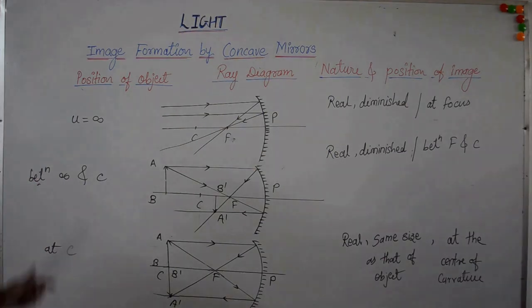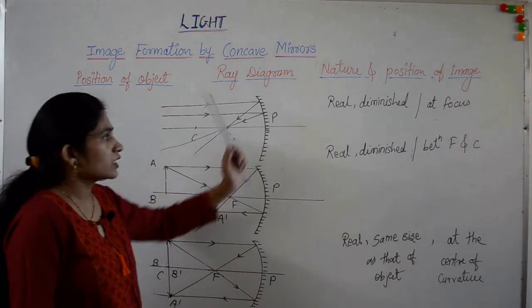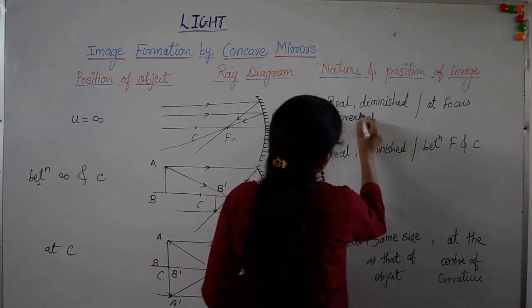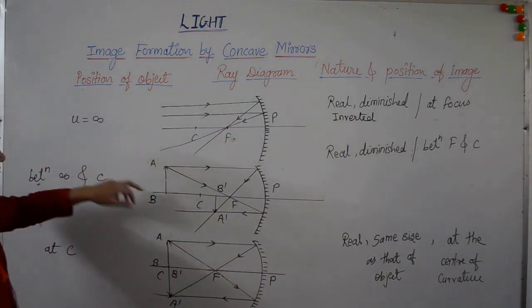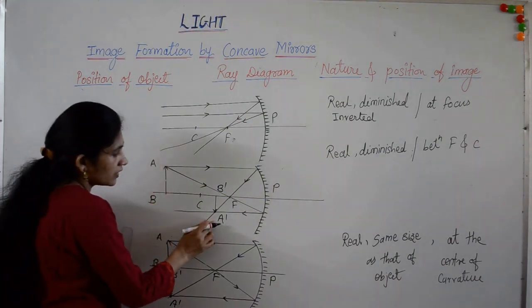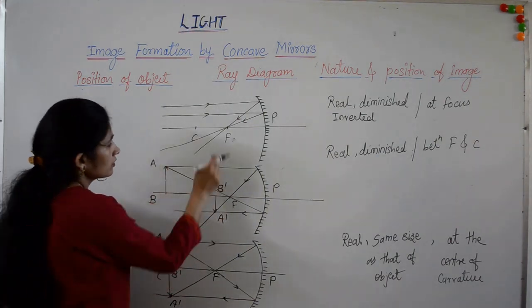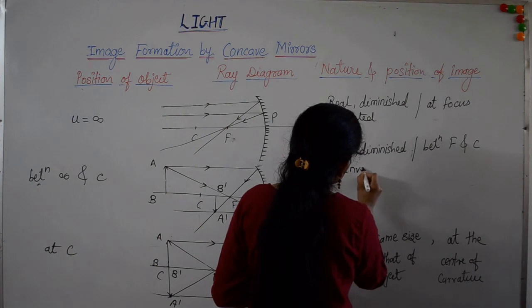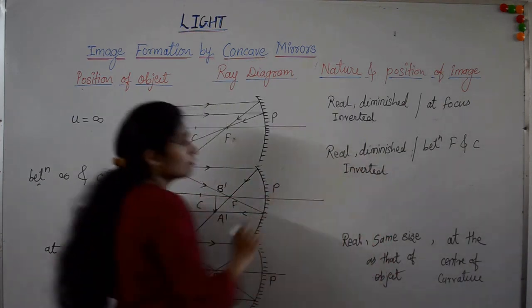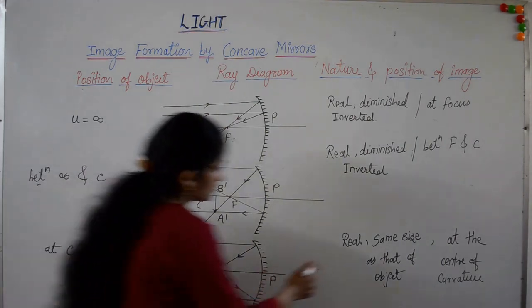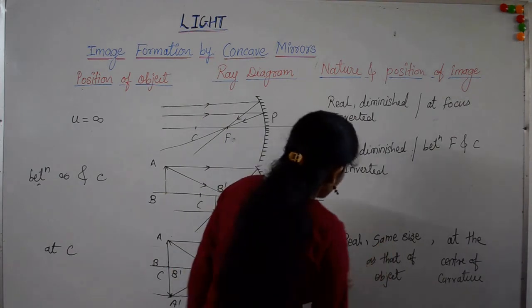So these are the ray diagrams for the various positions of the object. When the object is at infinity, the image forms at the focus, it is real, diminished and inverted. Now you can see here, in the object A is up and B is down, but in case of the image, B dash is up, A dash is down. So the image is inverted. Here also the image will be inverted. A real image will always be inverted, and here also inverted. Real, same size and inverted.